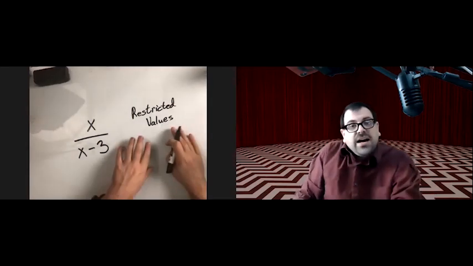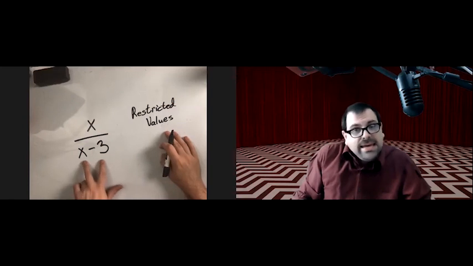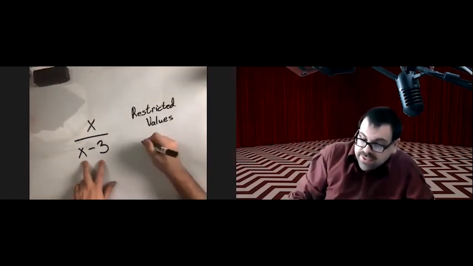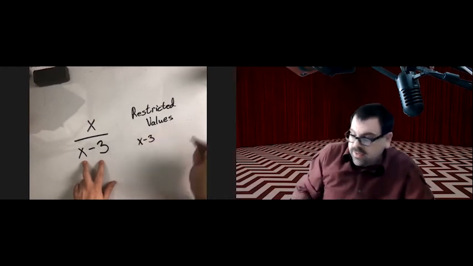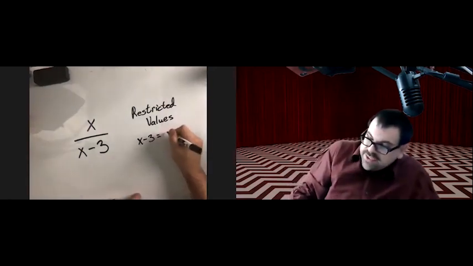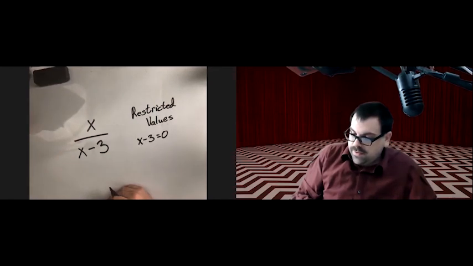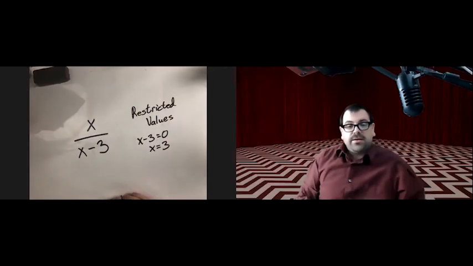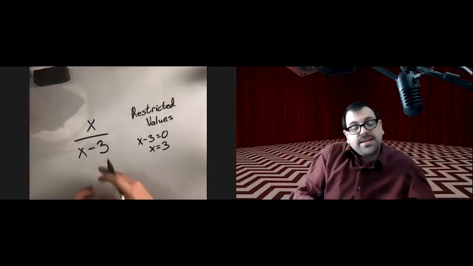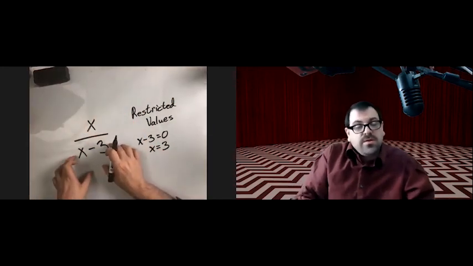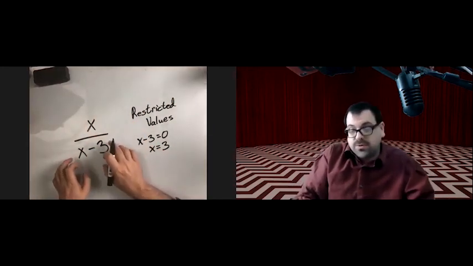So the way we can find our restricted values is by taking the denominator of the rational function, in this case, x minus 3, and let's set it equal to 0. Add 3 to both sides, we get x equals positive 3. So x equals positive 3 is a restricted value because it causes overall the bottom, the denominator, to be equal to 0.